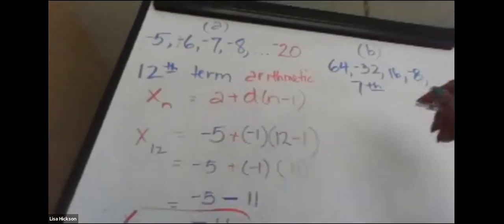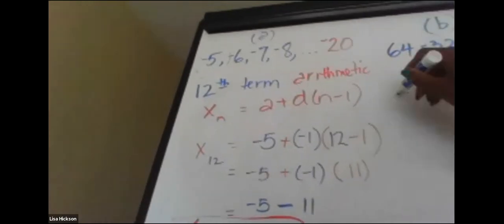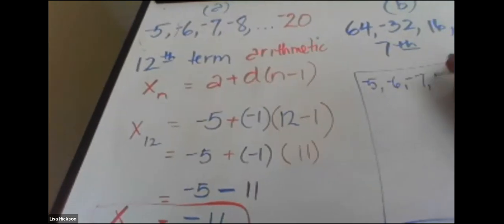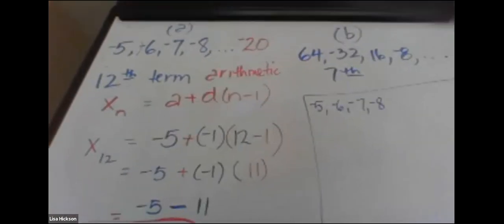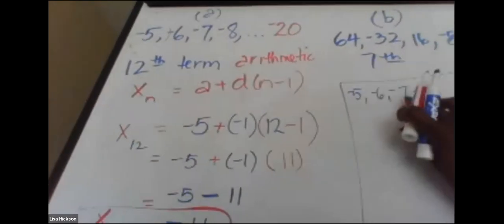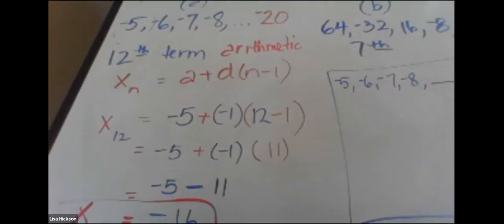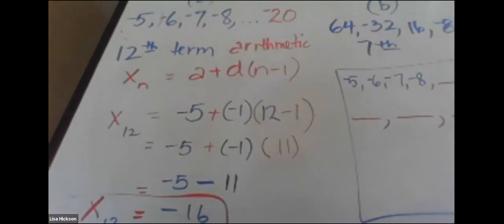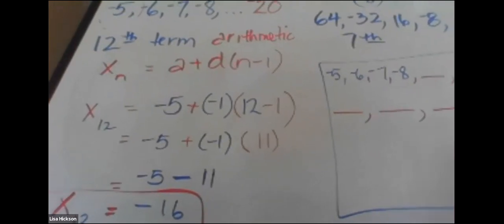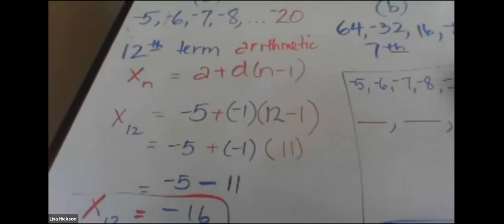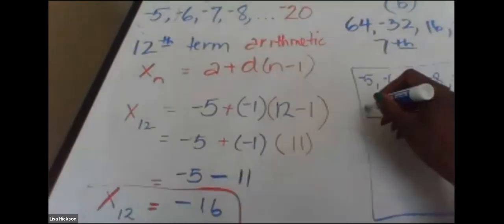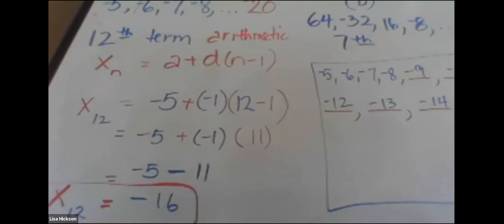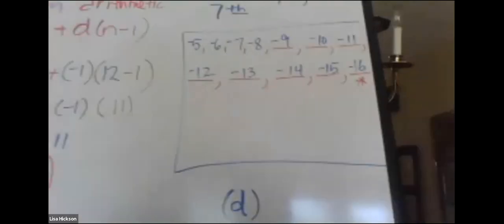So let's see if we did it longhand, and I'm gonna do it right here. All right, so we got negative 5, negative 6, negative 7, negative 8, and we need the 12th term. So 1, 2, 3, 4, 5, 6, 7, 8, 9, 10, 11, 12. So that's where we're trying to go. So if we keep subtracting 1, negative 9, negative 10, negative 11, negative 12, negative 13, negative 14. See, we still got there.